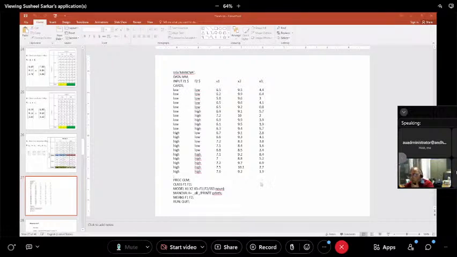Is my R visible? Yes, sir. Yes, okay. So this R is visible. No, Doctor, sir, it is showing the PPT only. Just move to R. Okay.